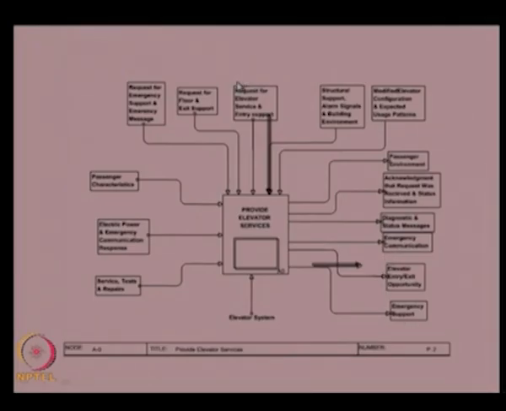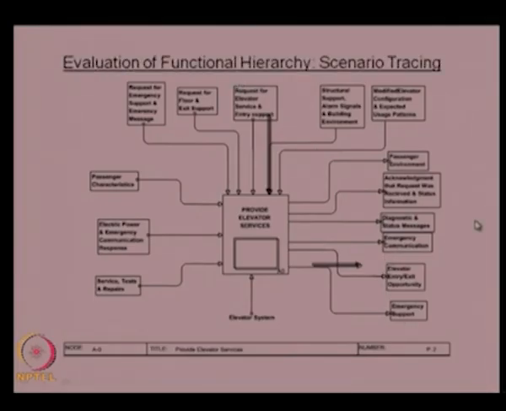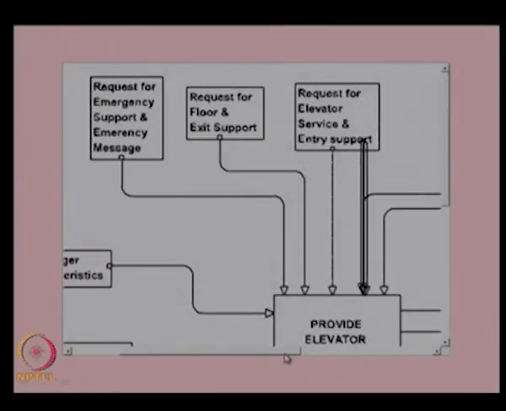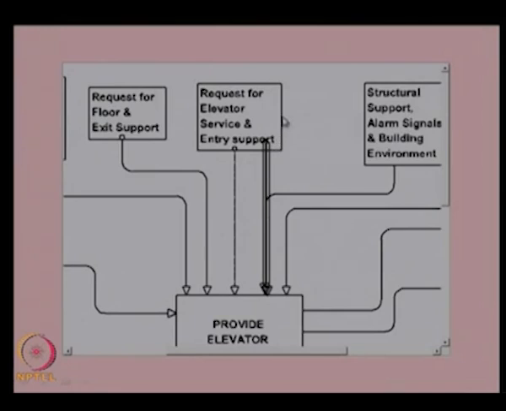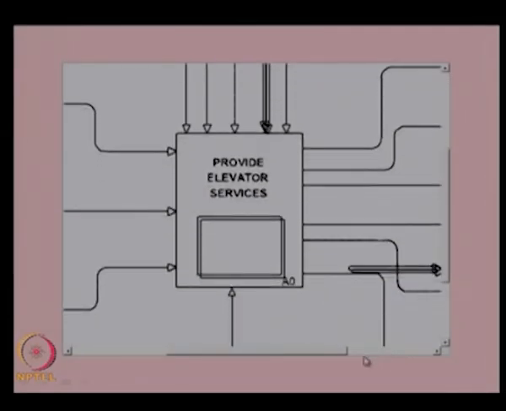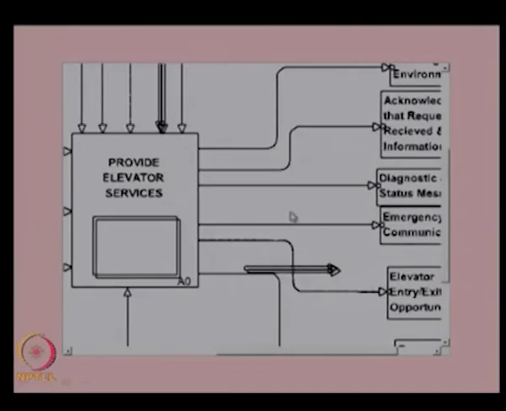So the customer is giving a request, as you can see here, the request for elevator service and entry support as an input. So we want to trace the scenario of what actually happens once a customer gives a request for elevator service. Based on this request the elevator will function and provide an output of entry exit opportunity. So that is the final output coming from the elevator for this input.